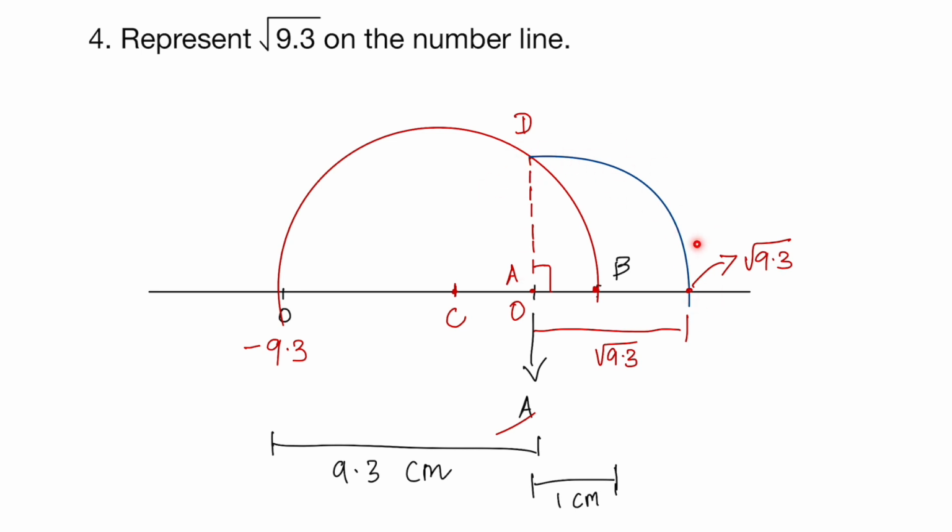The length of this arc is going to be root of 9.3, and since that is root of 9.3, this has to be the origin, right? So this is how you represent root of 9.3 in the number line. I hope you got this. I know it is a lot to take in, but if you try to construct it, you will understand it very easily. There is nothing difficult here.